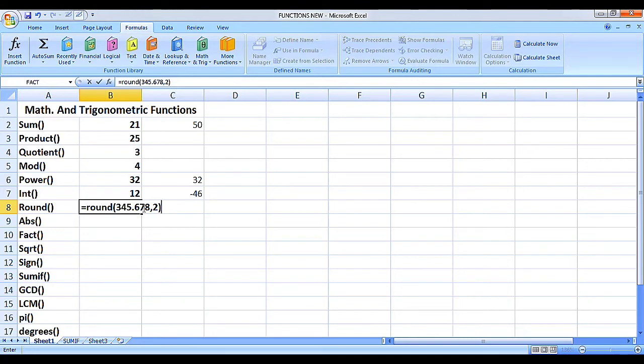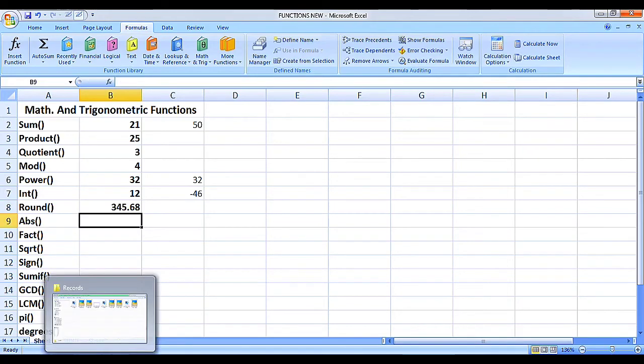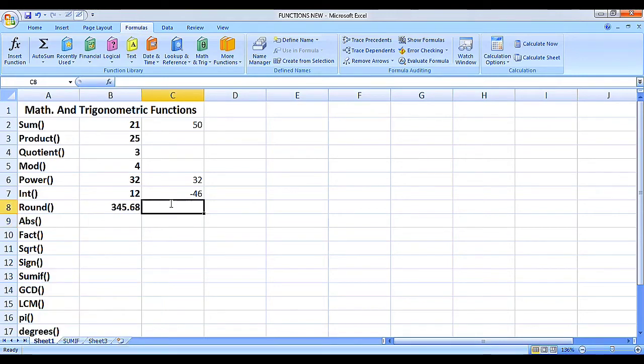So the answer is 345.68. Let us see one more example. Equal to round 45.8961, and I will round this number to 3 digits.